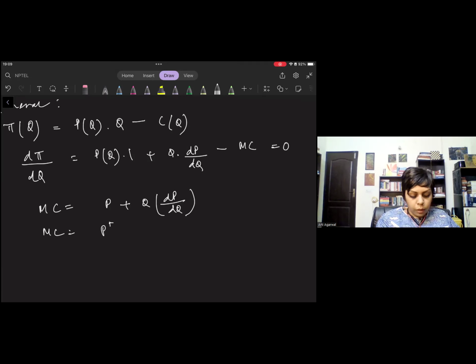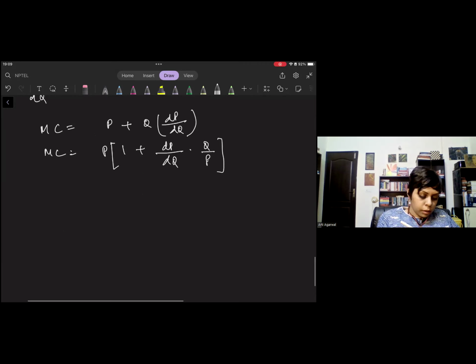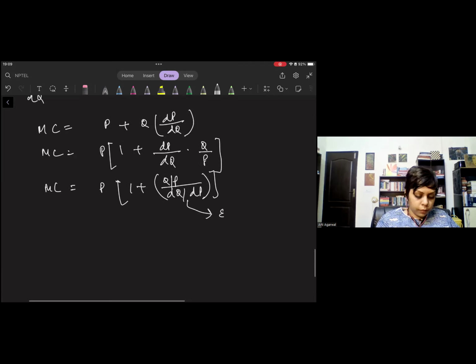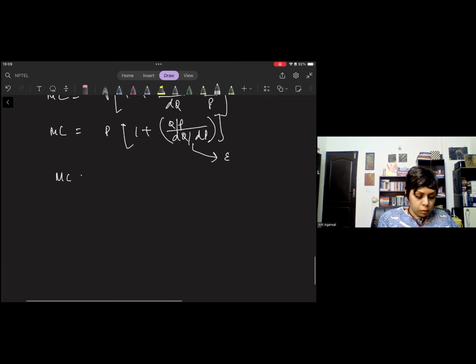If you take P common out of this whole thing, it becomes 1 plus dP by dQ into Q by P. And this is the familiar term we have. Price is equal to marginal cost divided by 1 minus 1 upon Q by P dQ by dP. And this expression is what we call the elasticity of demand. So this is how you get this.